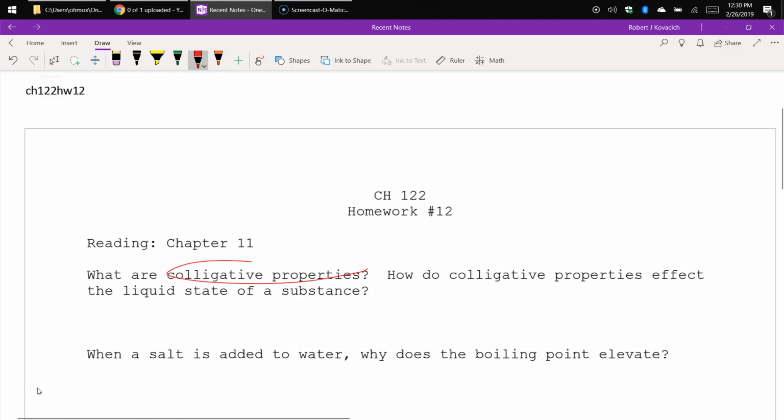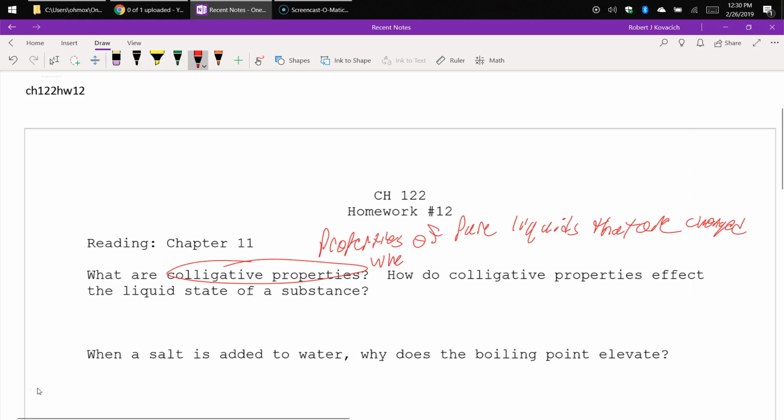Okay, colligative properties. These are properties of pure liquids that are changed when solute is added. And how do they affect it?